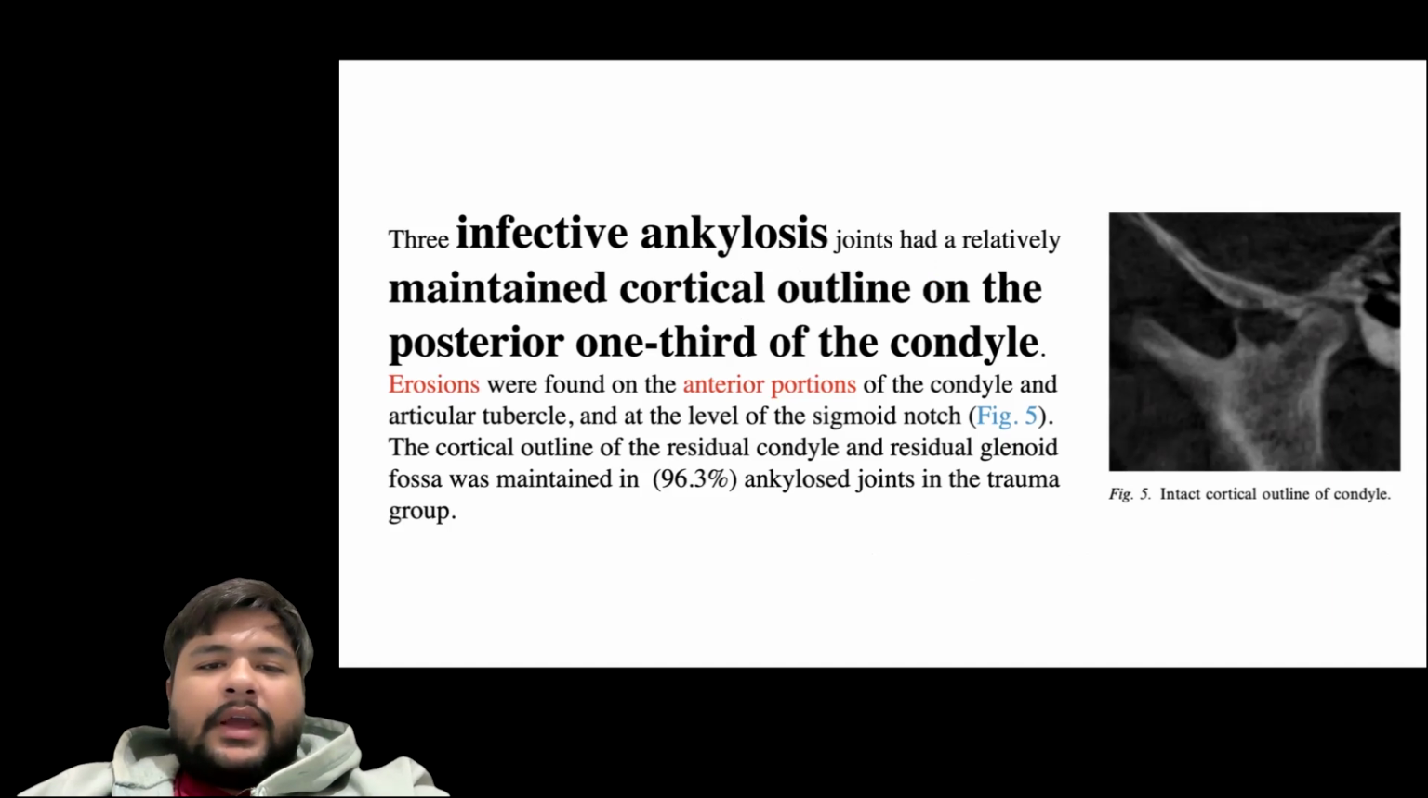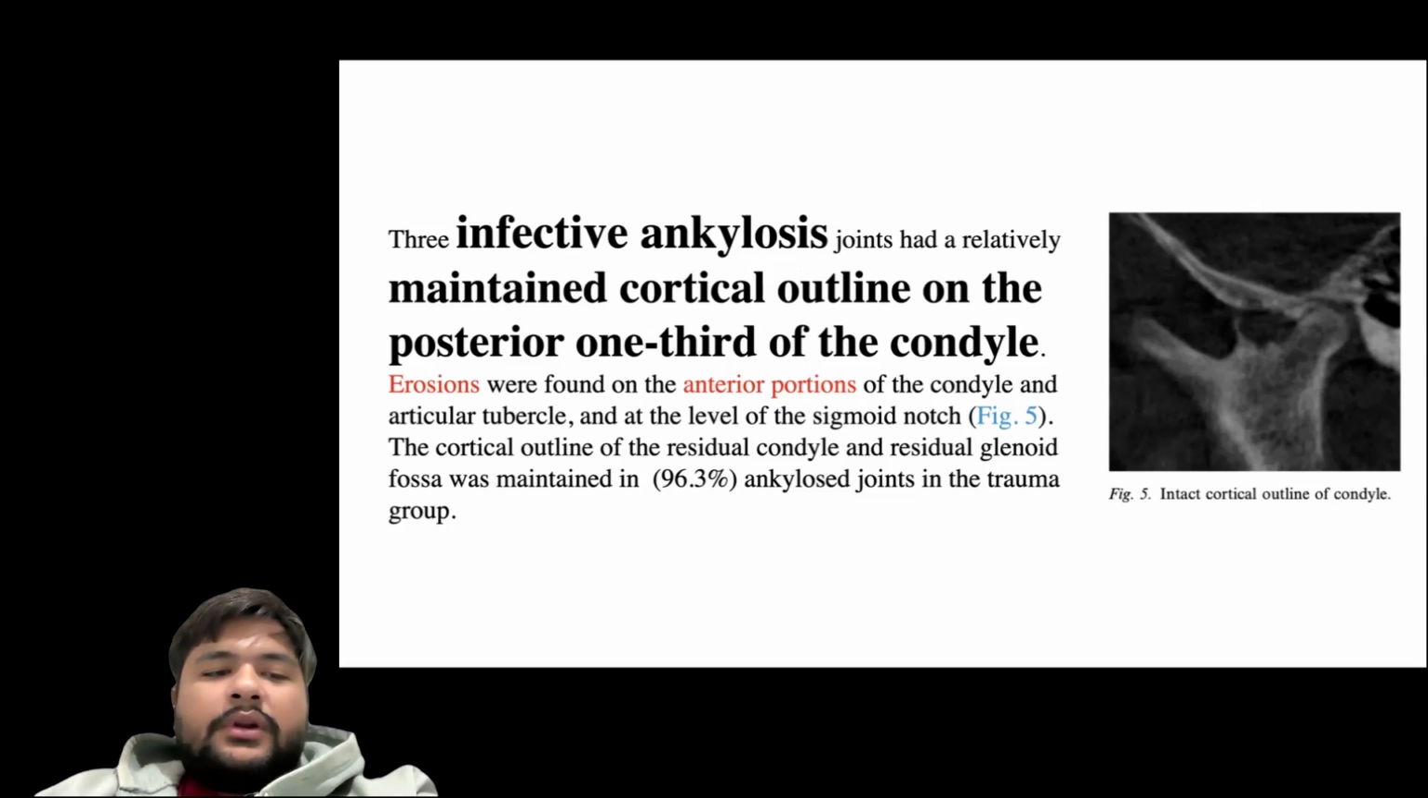Three infective ankylosis joints had a relatively maintained cortical outline on the posterior one-third of the condyle. This intact cortical outline of the condyle can be seen in this image. Erosions were found on the anterior portions of the condyle and articular tubercle and at the level of the sigmoid notch. The cortical outline of the residual condyle and residual glenoid fossa was maintained in 96.3% of the ankylosed joints in the trauma group.